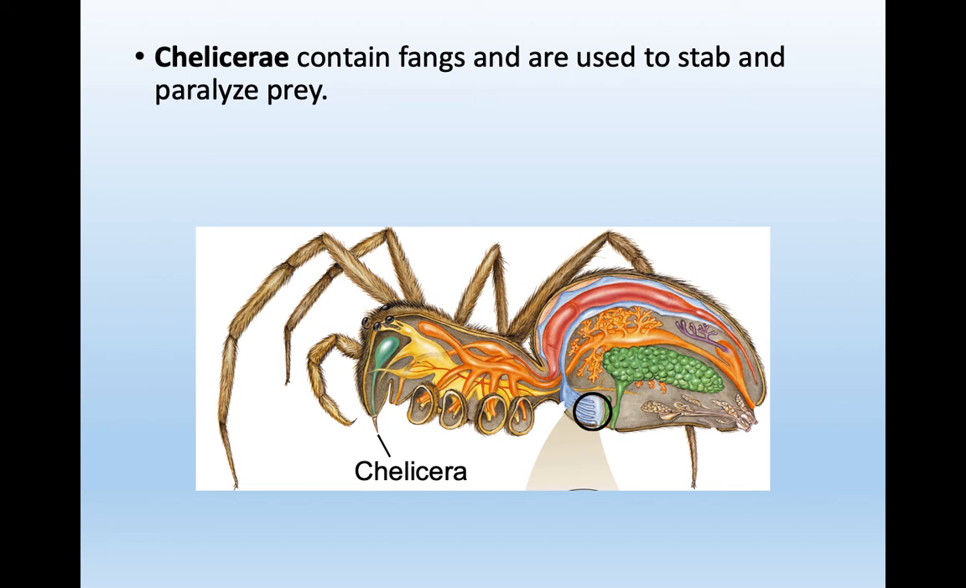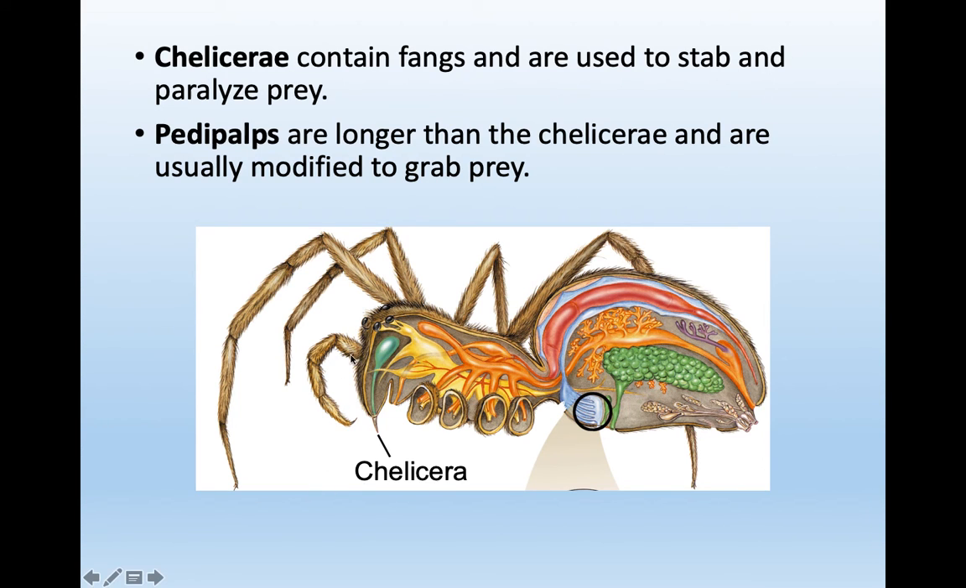The chelicerae are the pair of appendages attached near the mouth that are unique in that they have fangs on them. You can see a distinctive pointy, needle-like structure, and that is used to stab and paralyze their prey. They have a venom gland attached to these chelicerae. When they bite their prey, they inject a little bit of venom, and that paralyzes their prey so that they can eat them.